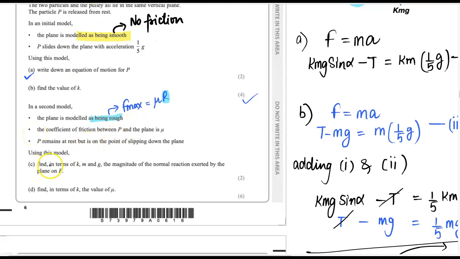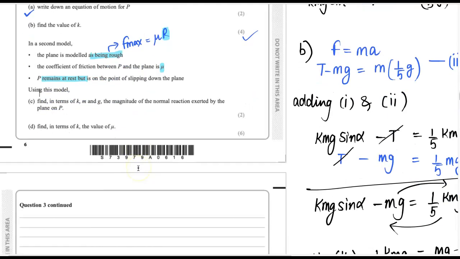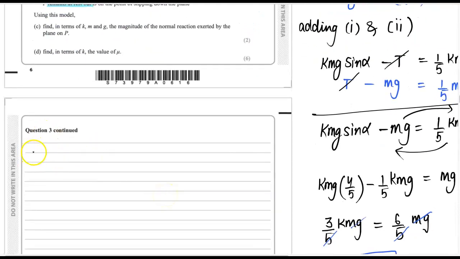So yeah, over here, the coefficient of friction between P and the plane is mu. That's fine. P remains at rest, but is on the point of slipping down the plane, but remains at rest. So using this model, we have to find out. I would be telling you what mistakes you can make, or if you would have attempted it before, what mistakes are possible here. Probably once let me do this, then I'll be showing you what mistakes we can make there. So for C part, I'm doing C part here.